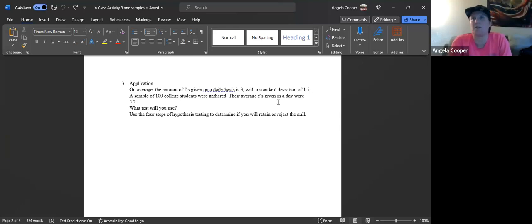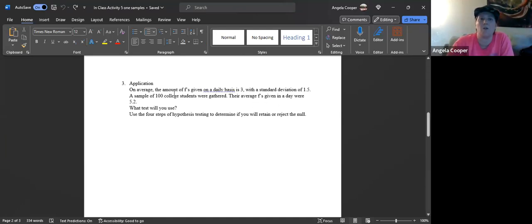But I do want you guys to know when we would reject or retain the null based on a p-value and alpha, just because that's going to be important to you. Not only for this basic understanding of statistics, but also if you move forward to any research methods class, you're going to be dealing more heavily with p-values. So I want that understanding to be there.